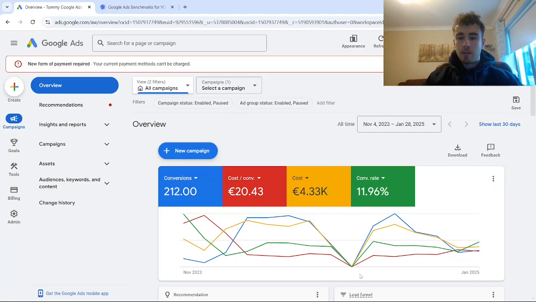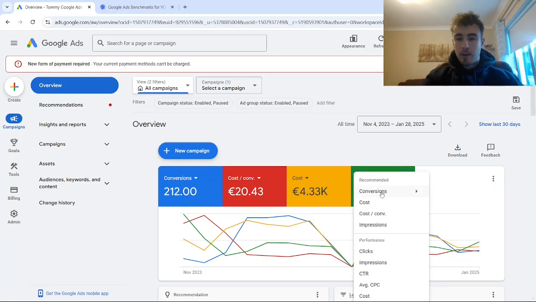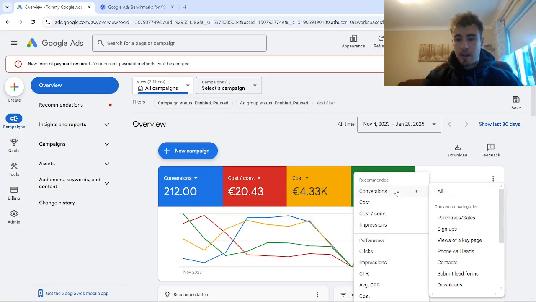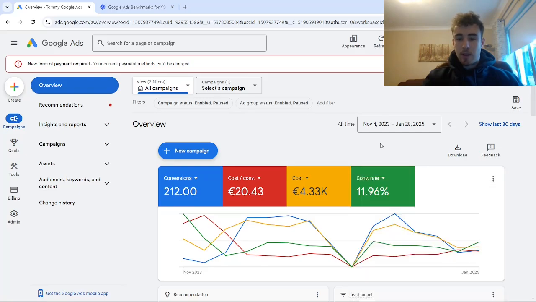That could be making a purchase if that's e-commerce, or giving you a phone call, or filling out a form if you're a service-based business running a lead generation campaign. And to be able to see these statistics for your campaign, you can come over to the overview section of your campaign and you can see here, for example, that you're able to change around these metrics. So if you're not seeing conversion rates straight away, you're able to come up here and press conversions and put in whatever metrics you want to see.